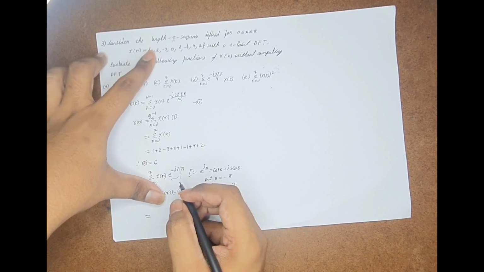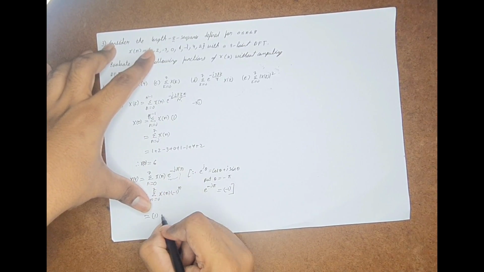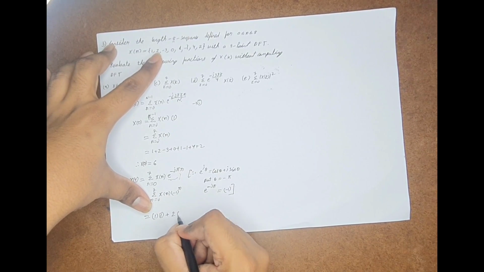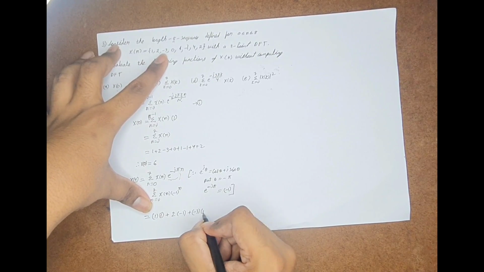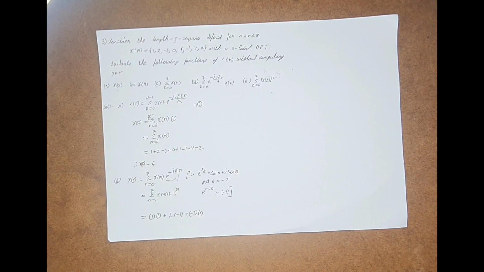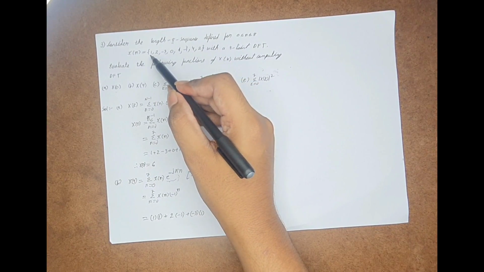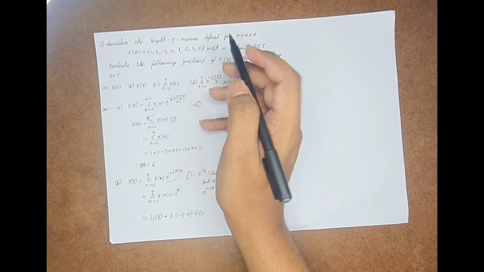So for X(0), we have x(0) into e^(-jπ) to the power 0, which is 1, plus 2 into -1 plus -3 into 1. As this is a -1, we can easily write alternate plus and minus. You can evaluate this. Just replace the small n value with this value, and it's 0, 1, 2, 3, 4, 5, 6, 7.